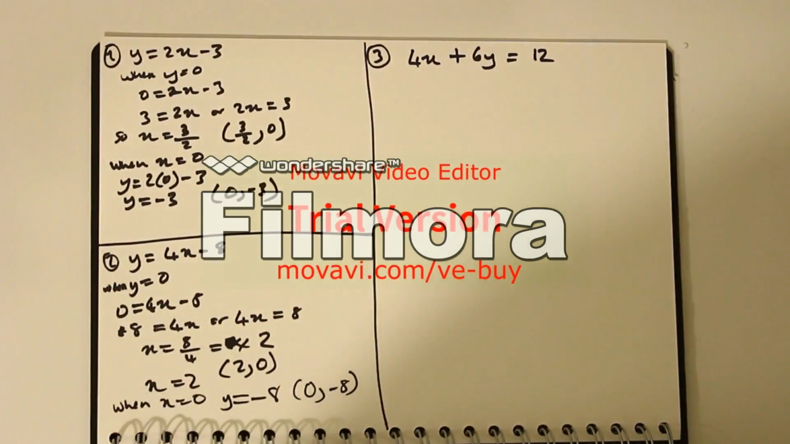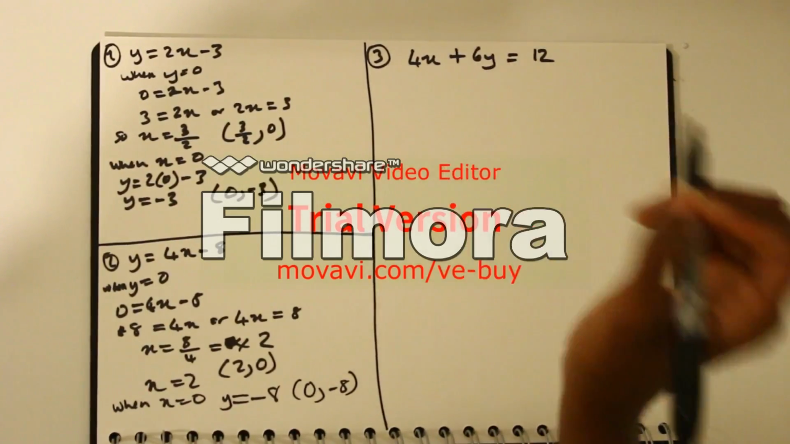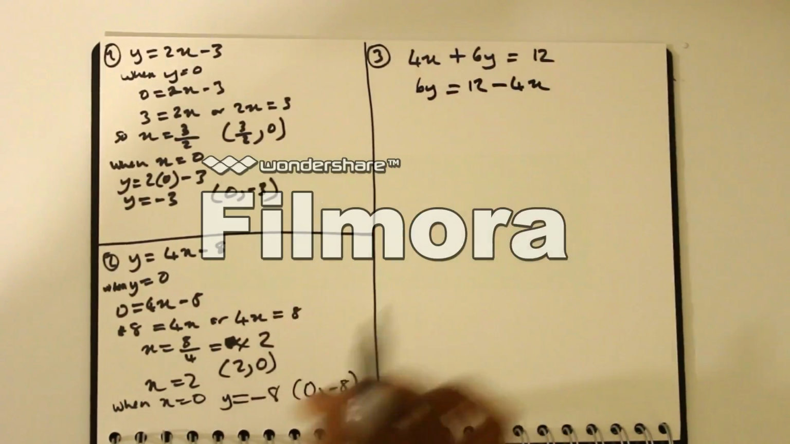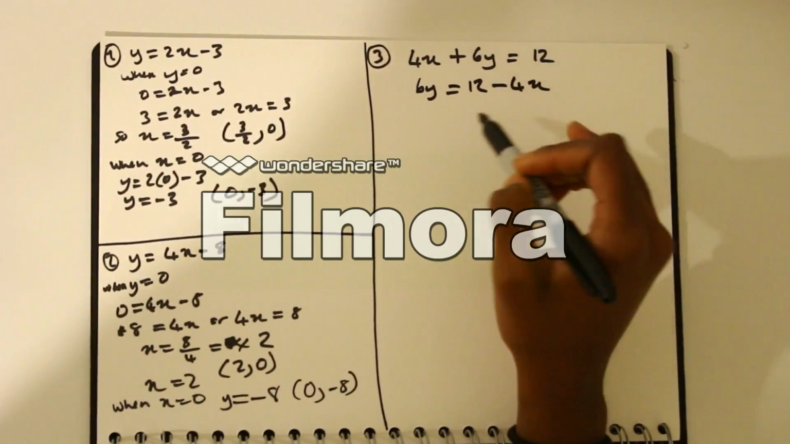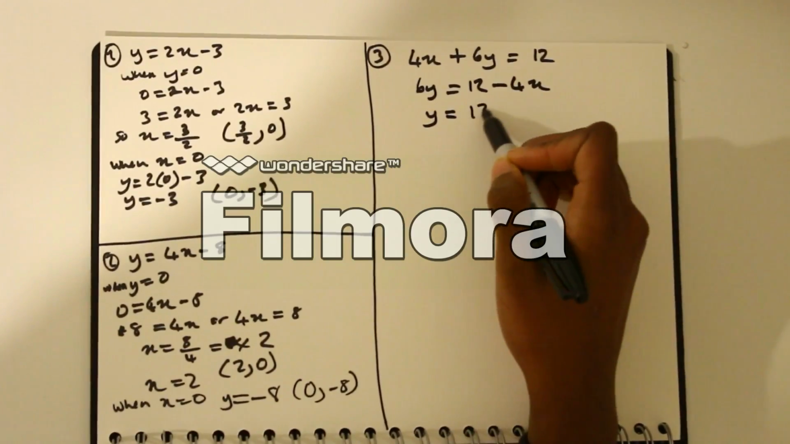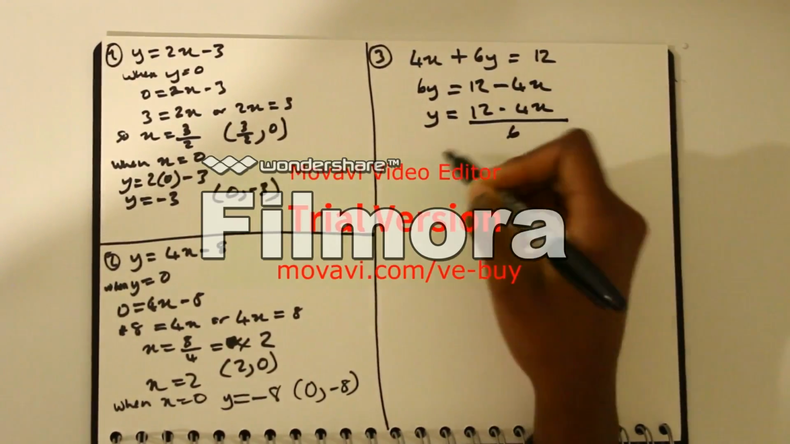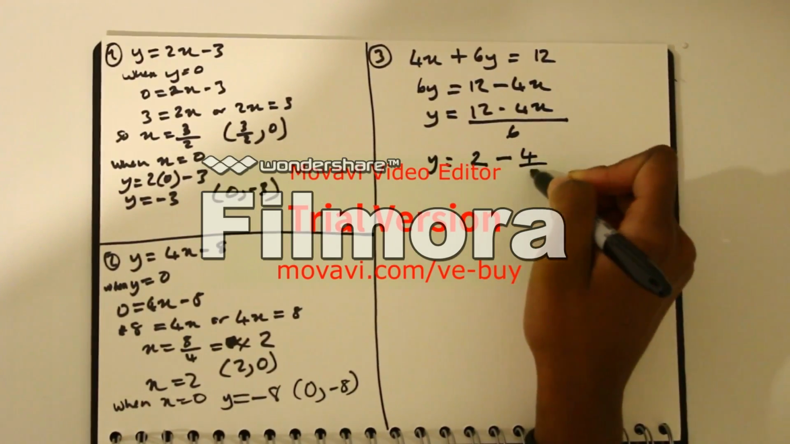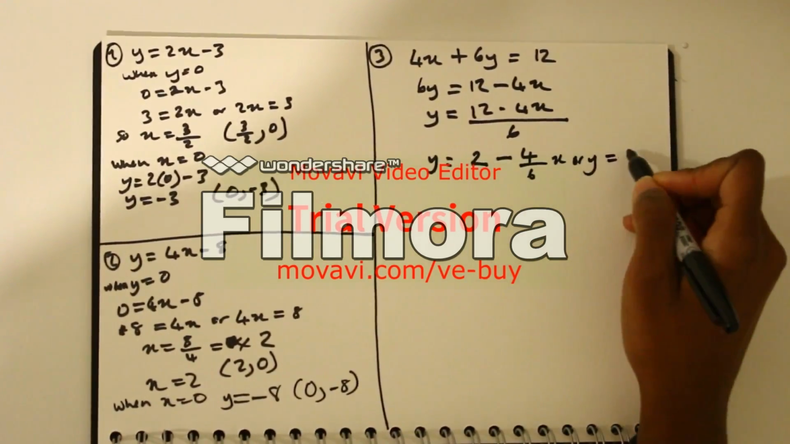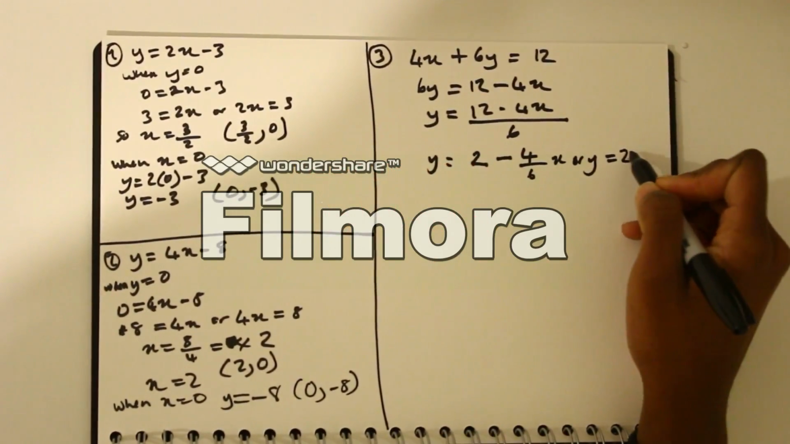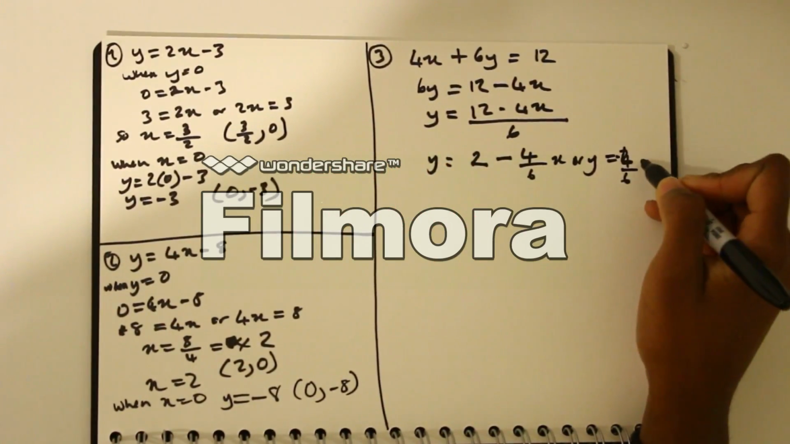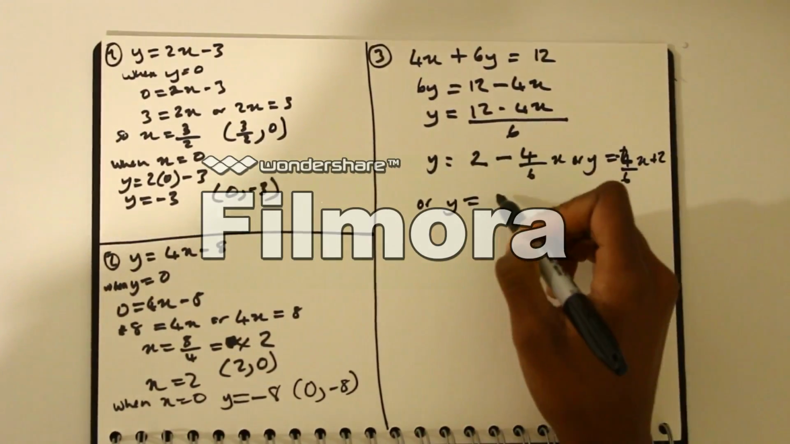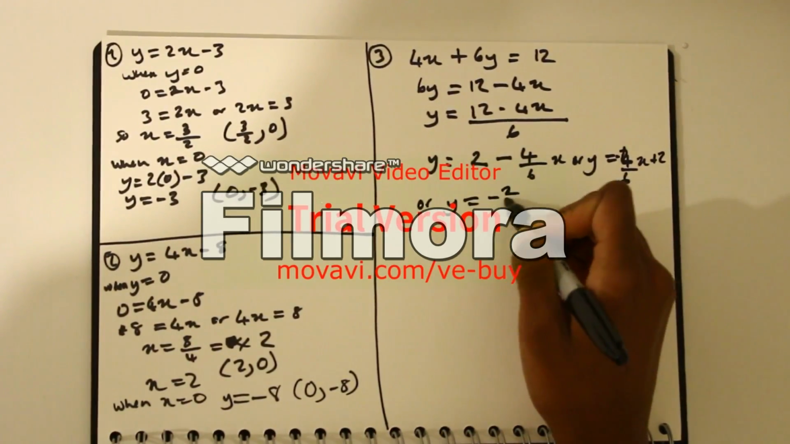For the third question, you have to do the same thing as the third example, so rearrange the equation to make y the subject because we want it as a y equals mx plus c equation. So when we rearrange it to make y the subject, we get minus 2 over 3x plus 2.